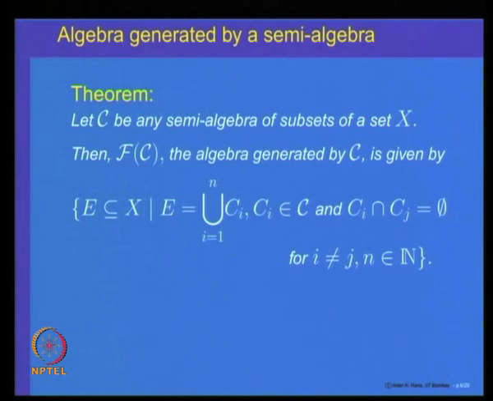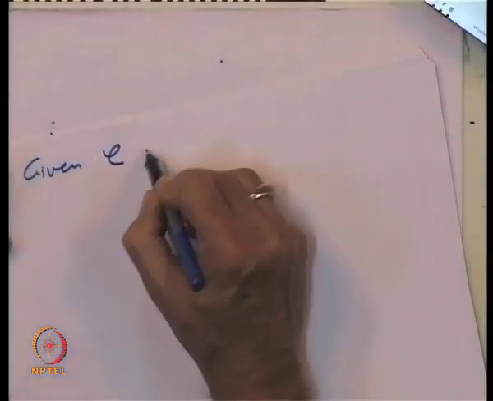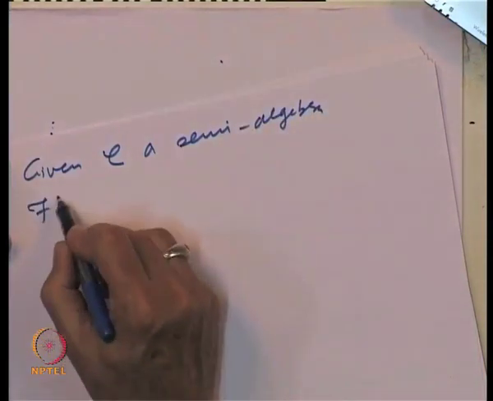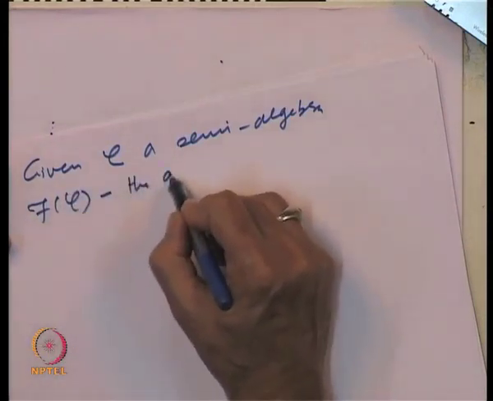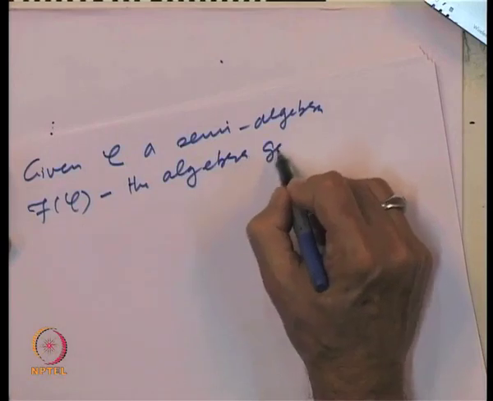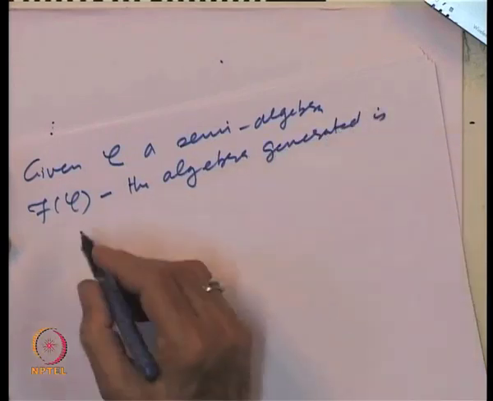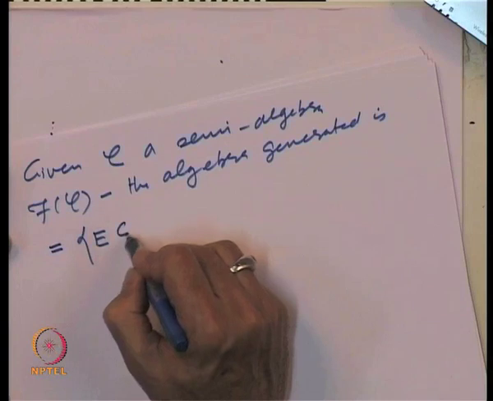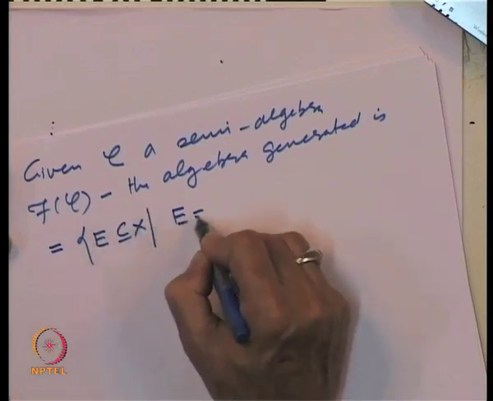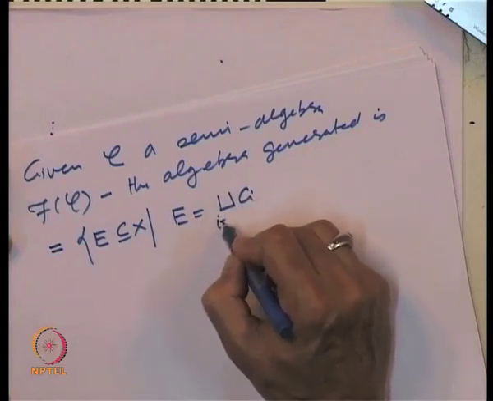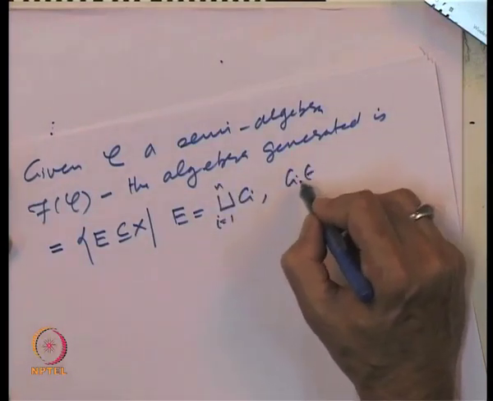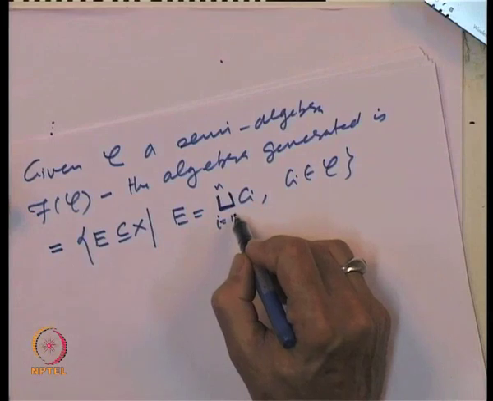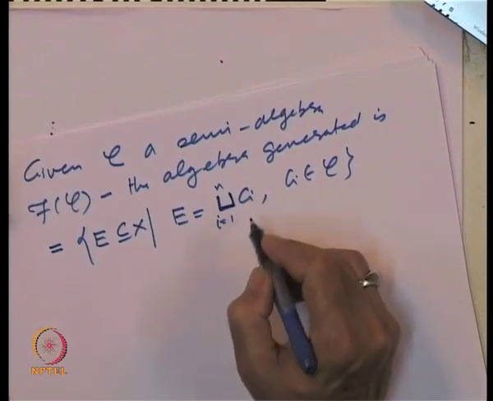So, given C a semi-algebra, f of C, the algebra generated by C, is equal to all sets E such that I can write E as a finite disjoint union of C i's belonging to C. And note this square bracket union means that the sets involved are pairwise disjoint.